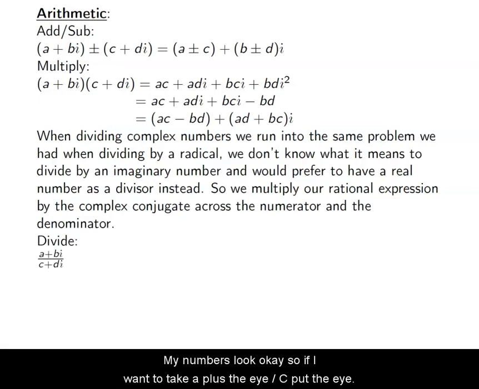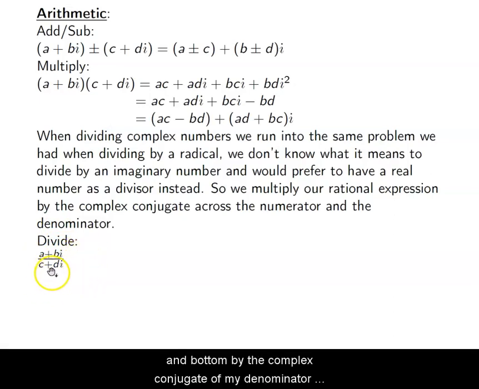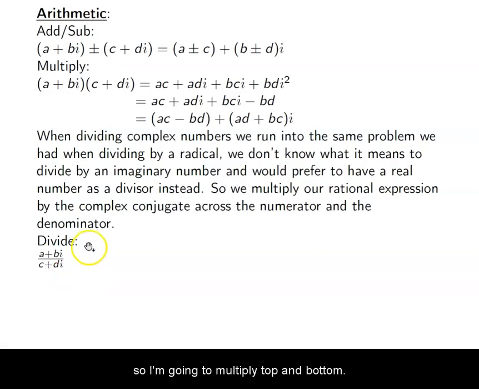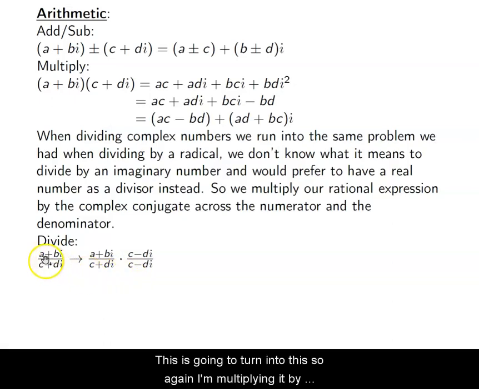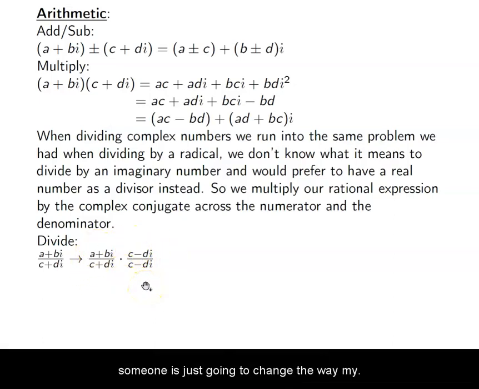my numbers look. Okay, so if I want to take a plus bi divided by c plus di, okay, so take one complex number divided by another complex, or even a whole number, a regular number, right? Even if this was pi divided by 2 plus 3i, it still works. It really doesn't matter, okay? I'm going to take this number and I'm going to multiply top and bottom by the complex conjugate of my denominator. So I'm going to multiply top and bottom by c minus di. Okay, so this is going to turn into this. So again, I'm multiplying it by 1, right? Same thing on top and bottom. Means it's a 1. It's just going to change the way my thing looks.